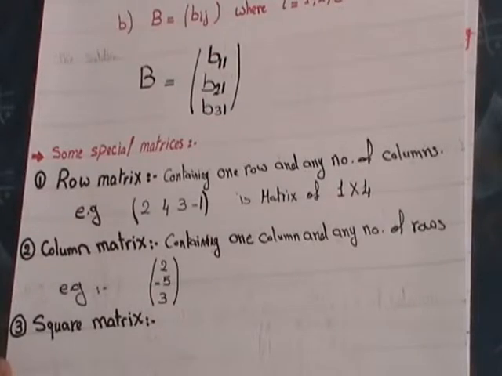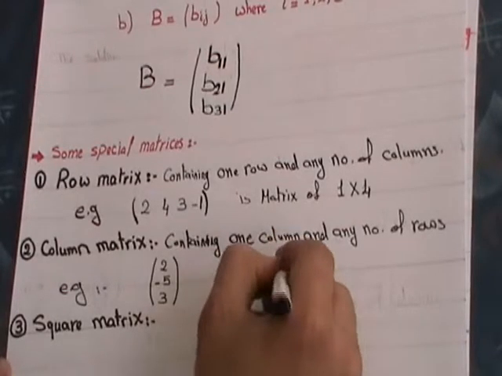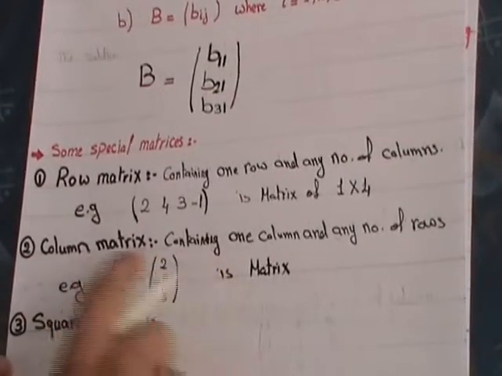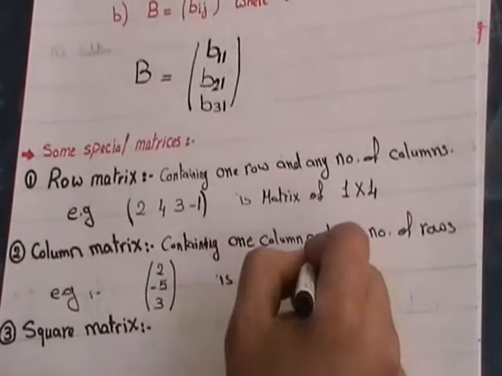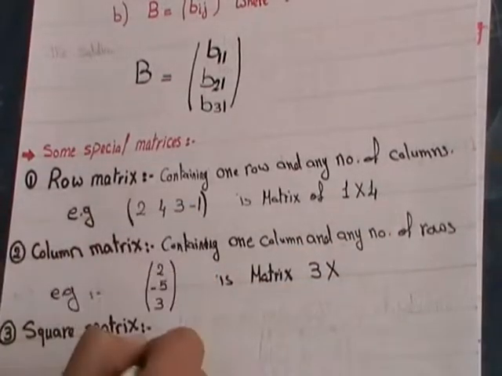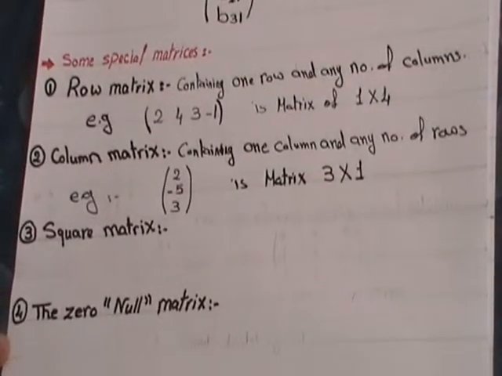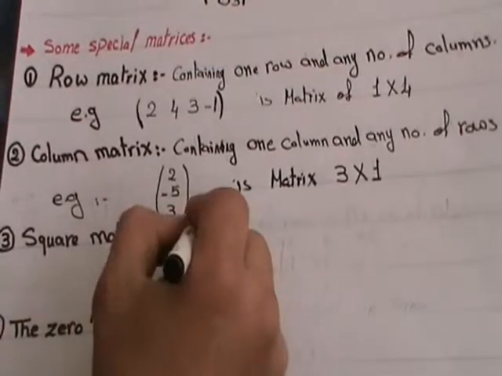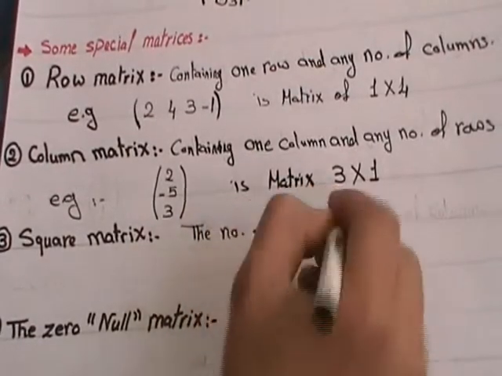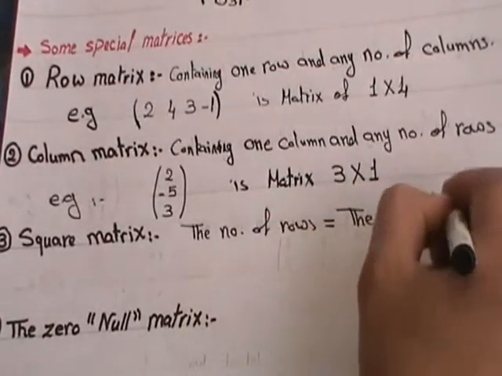We want to write the order of this matrix. Don't forget, we start first by the number of rows. So we have here how many rows? 1, 2, 3. So we write here 3, and then the number of columns, which is 1. We're going to the third type, square matrix. In the square matrix, the number of rows equals the number of columns.